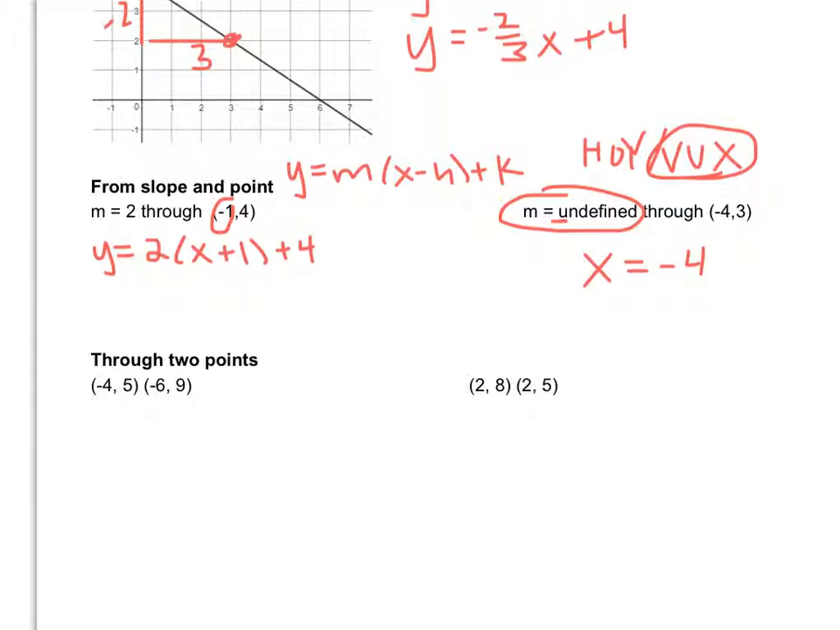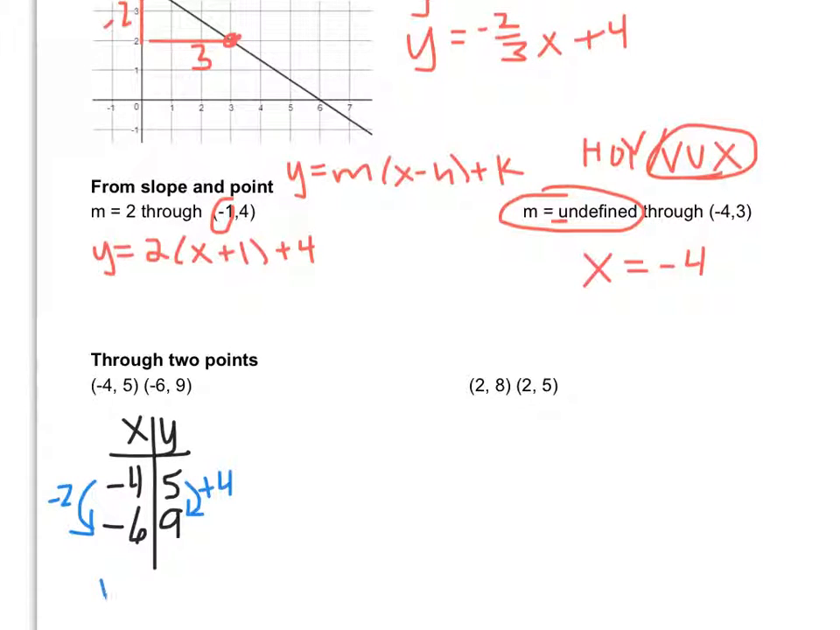Then we might be given 2 points. So my first step is that I need to find my slope. You can do that any way you want. I'm going to do it from putting it in the table. But if you want to do y2 minus y1 over x2 minus x1, that's perfectly fine. And later, when numbers get kind of ugly, then that is probably helpful. So negative 4 to negative 6 is minus 2. 5 to 9 is plus 4. Slope is change in y, which is 4, over change in x, which is negative 2. And that reduces to negative 2.